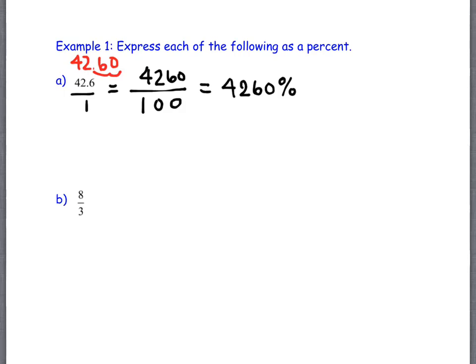The second one, I purposely gave you something in fractional form because I wanted to show you how the proportion is nicely used. So we're going to set this up as a proportion. This would be n over 100. And then we can cross multiply. So I have 3n equals 800. And then what would I do? Right, divide by 3. And then if we take 800 and we divide by 3, what do you get?